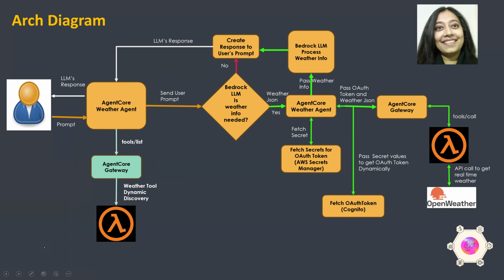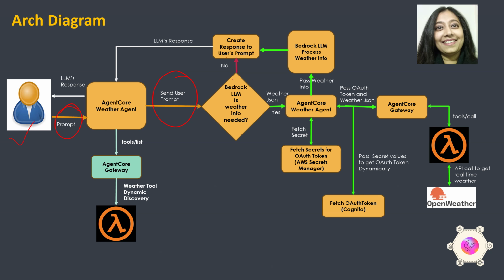There are two scenarios that we will discuss today. First is our user sends a prompt to our AgentCore weather agent. Our agent basically sends this prompt to our Bedrock LLM. And the LLM looks at the prompt and basically checks, hey, is weather info needed for me to respond back to this user's query or this user's prompt? There are two options over here. Yes and no. Let us first look at the no.